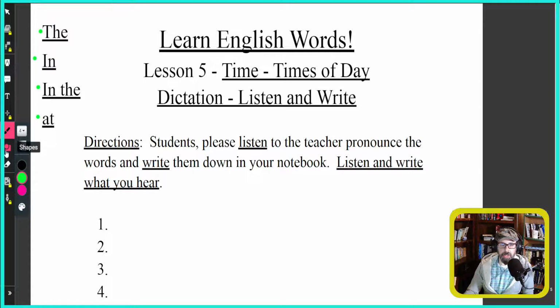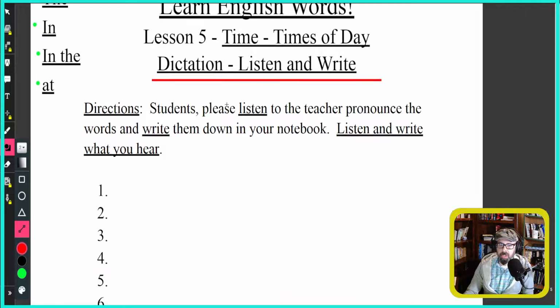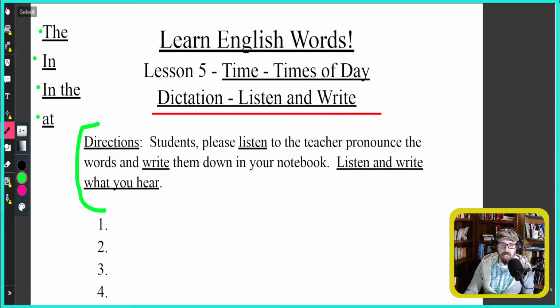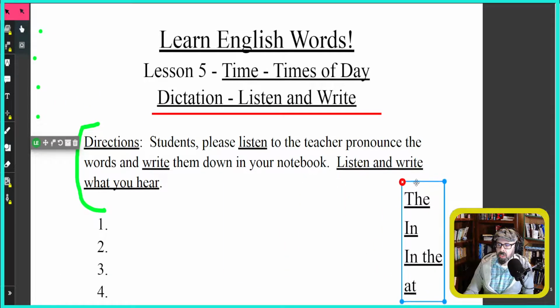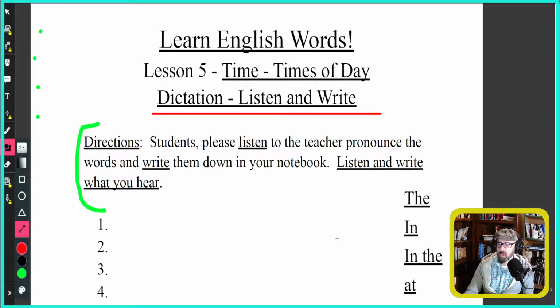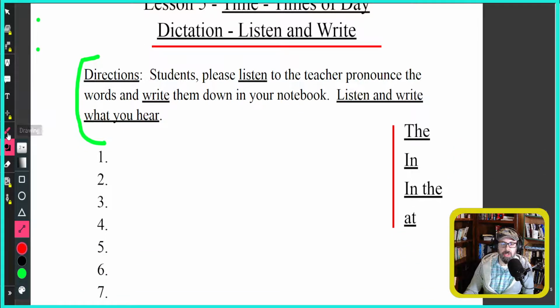So let's take a look at the directions here. Okay, so doing dictation. Okay, directions are here. Let's actually take this and let's move this. Let's move this over here. And let's do this. Keep an eye on that. Okay. All right, let's look at the directions.